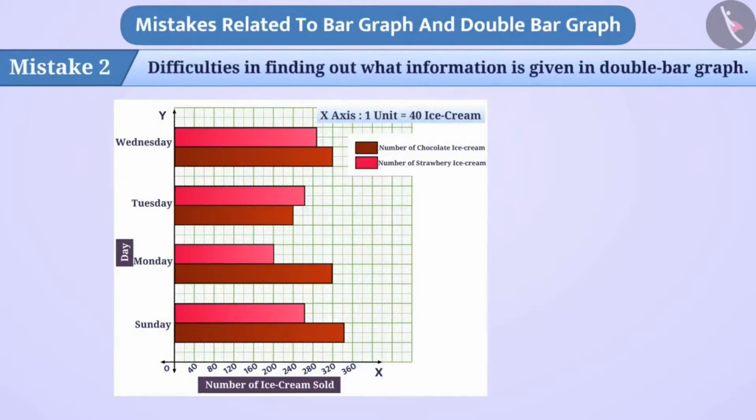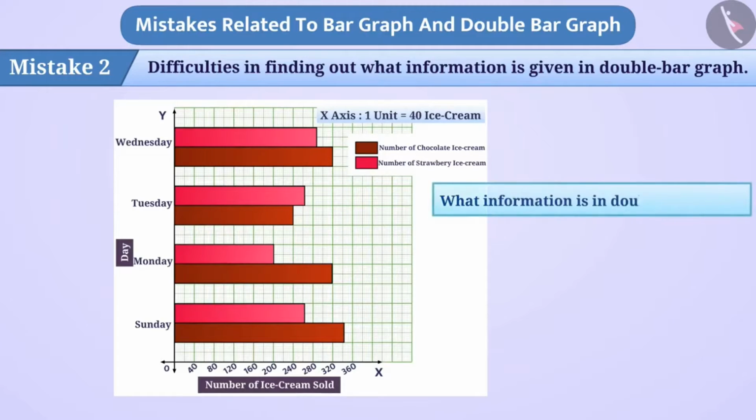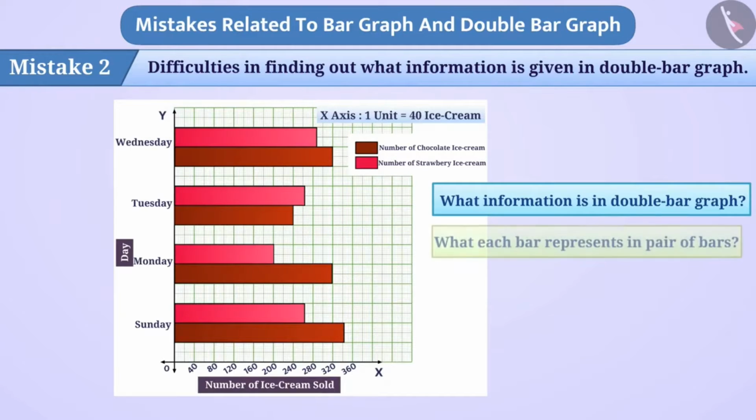Mistake 2. Some children have difficulties in finding out what information is given in the double bar graph. For example, if they are asked what information is shown in a double bar graph, then they are not able to answer it. To find out what information is shown in a double bar graph, it is necessary to look at what is represented on the x-axis and the y-axis, as well as understanding what each bar represents in a pair of bars.